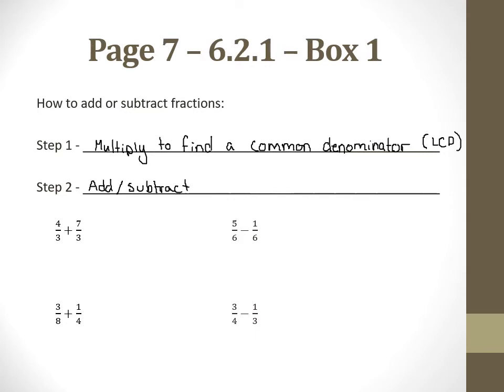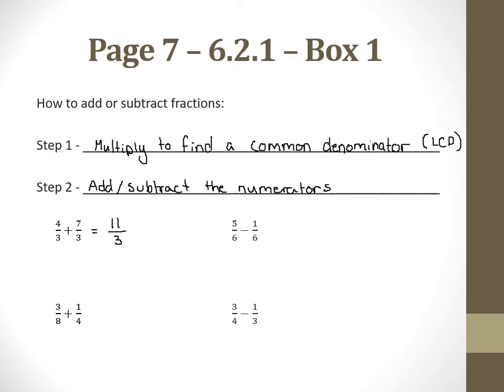So once you have the common denominator, that's going to be the denominator of your final answer. We are just adding or subtracting the numerators, the tops of the fractions. So in an example like this first one, 4/3 plus 7/3, those have the same denominator. Thirds are the same size as each other, so we can just add straight across. 4 plus 7 becomes 11, and that denominator is still a 3.